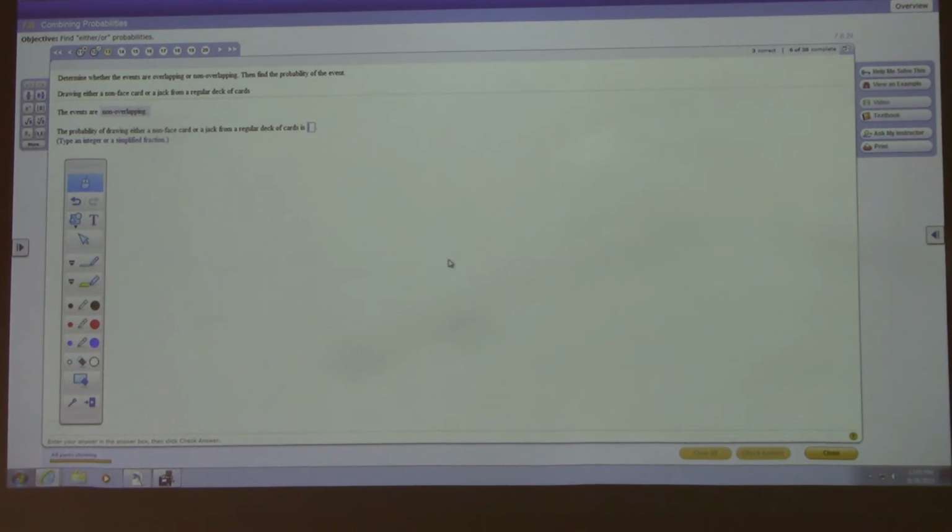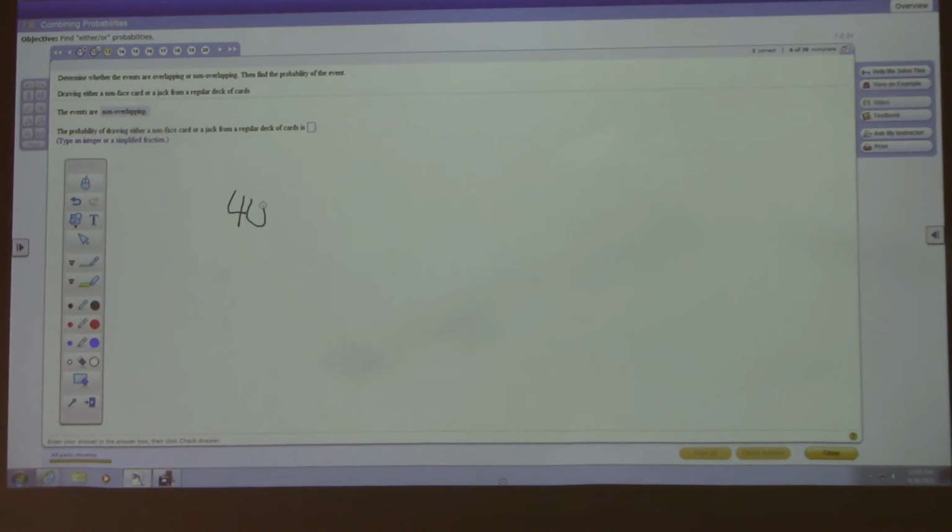Non-overlapping. And that would be 11 over 13. Well, I'm trying to write it down for y'all, but you want to go ahead and get to the answer. Now, wait a minute. 10 times 4 is 40 over 52, right?